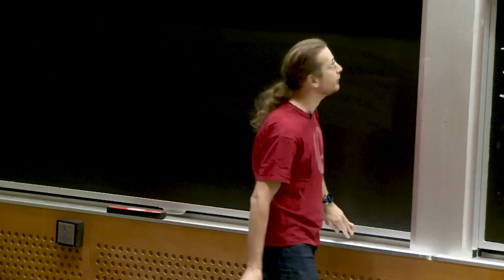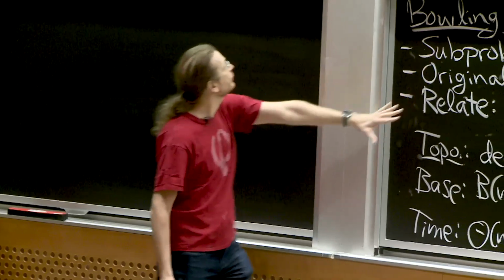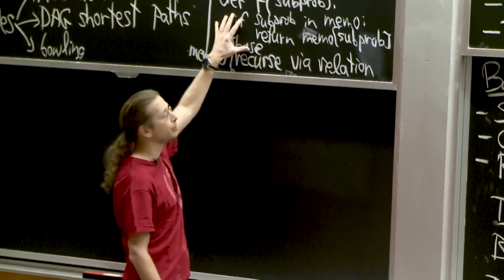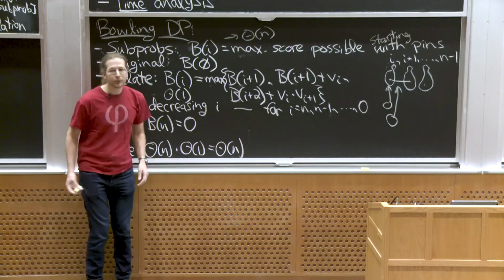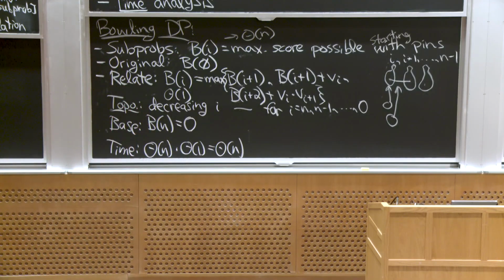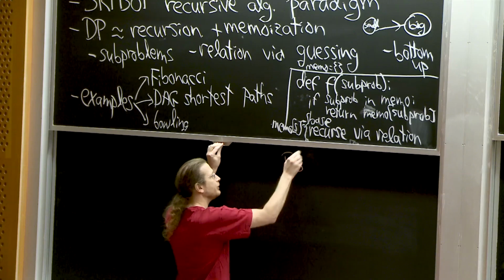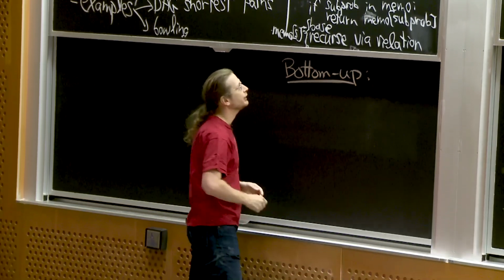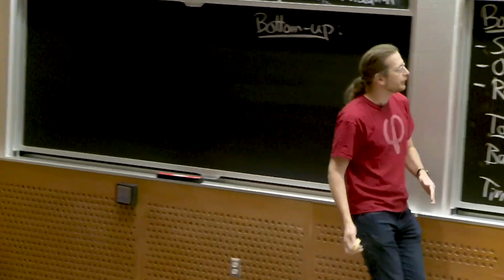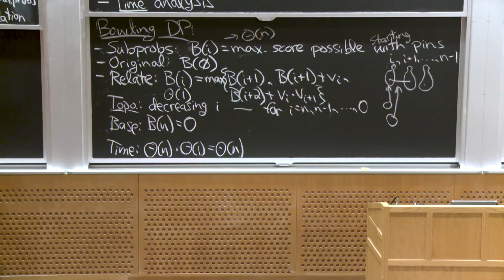OK, so this is it. We just take these components, plug them into this recursive memoized algorithm, and we have a linear time algorithm. I'm going to briefly mention a different way you could plug together those pieces, which is called bottom-up DP, which is, let's do it for this example.